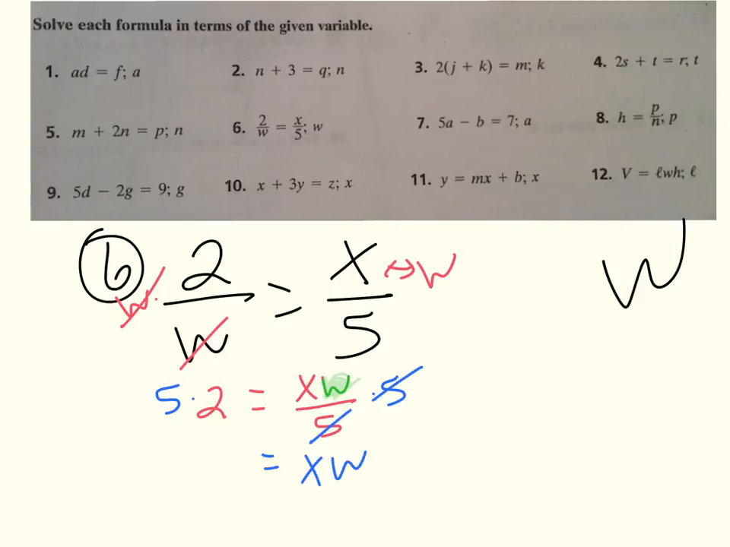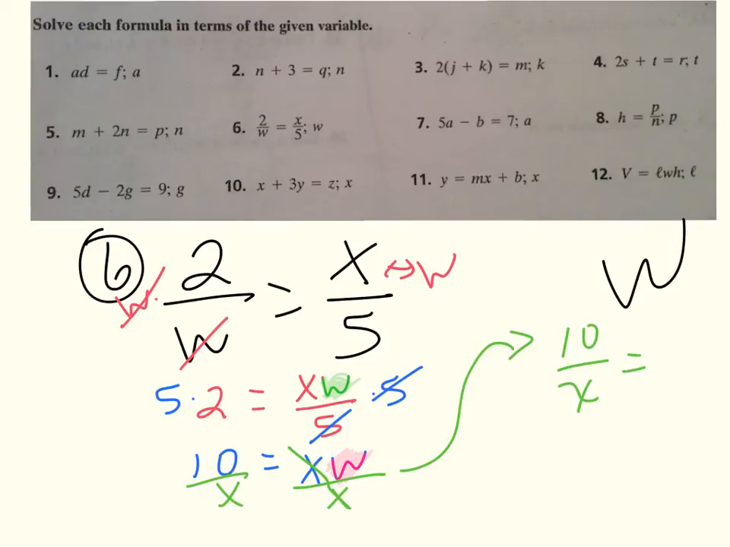Now we know that 5 times 2 is 10. But look what it allows me to do. It allows me to get w times x into a position where it looks like something we've used before. So now what I'm going to do is I'm going to divide both sides by x. The x's are gone. I'm going to come over here, and I get 10 divided by x equals w. And that is my answer. As odd as it may seem, if you go through the steps properly, you will be just fine.